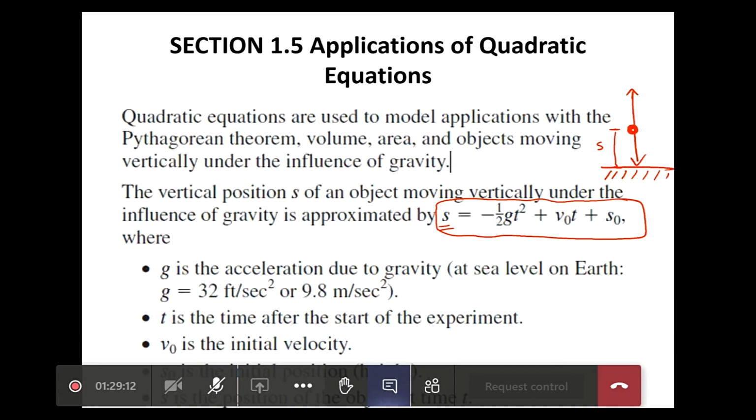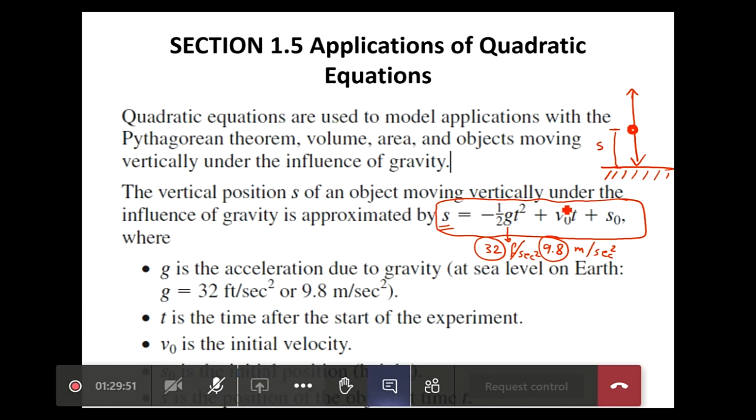How can we compute the s? This is equal to minus half multiplied by g. g equals 32 feet, or 9.8 meters, per second squared. This is in meters, this is in feet. This is the value of g, the gravity.